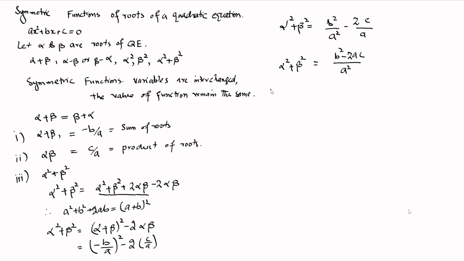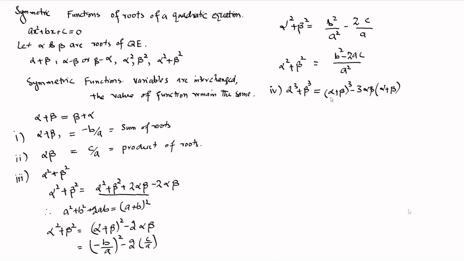Now, another symmetric function of the roots is alpha cube plus beta cube, and we can write it, as a cube plus b cube is equal to alpha plus beta whole cube minus 3 alpha beta into alpha plus beta.